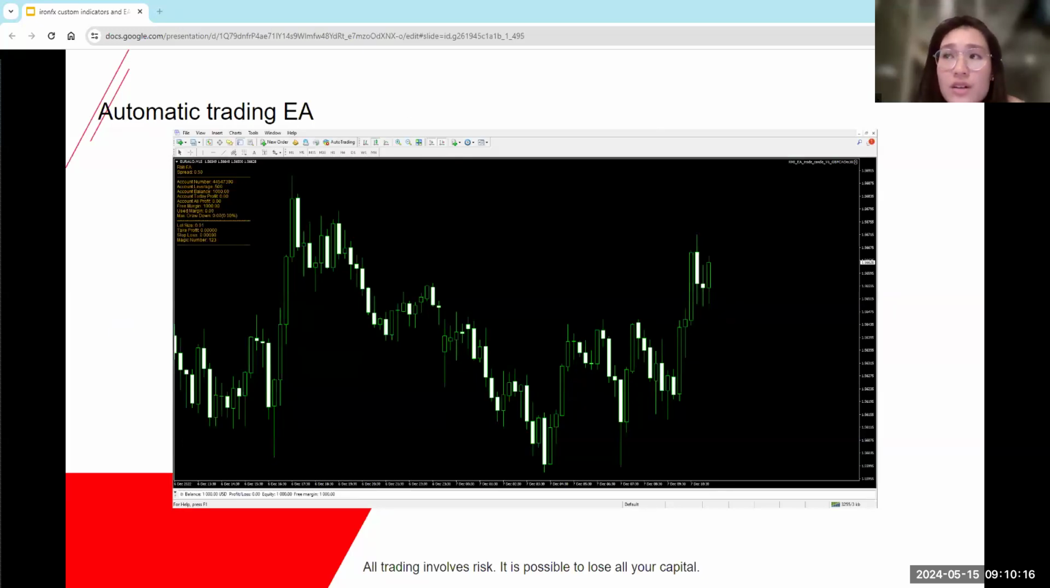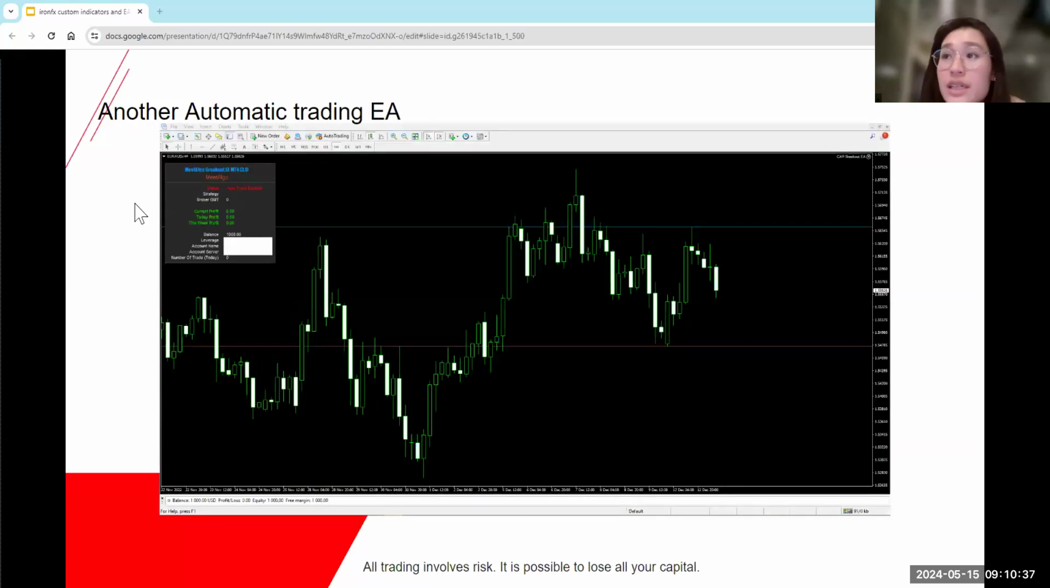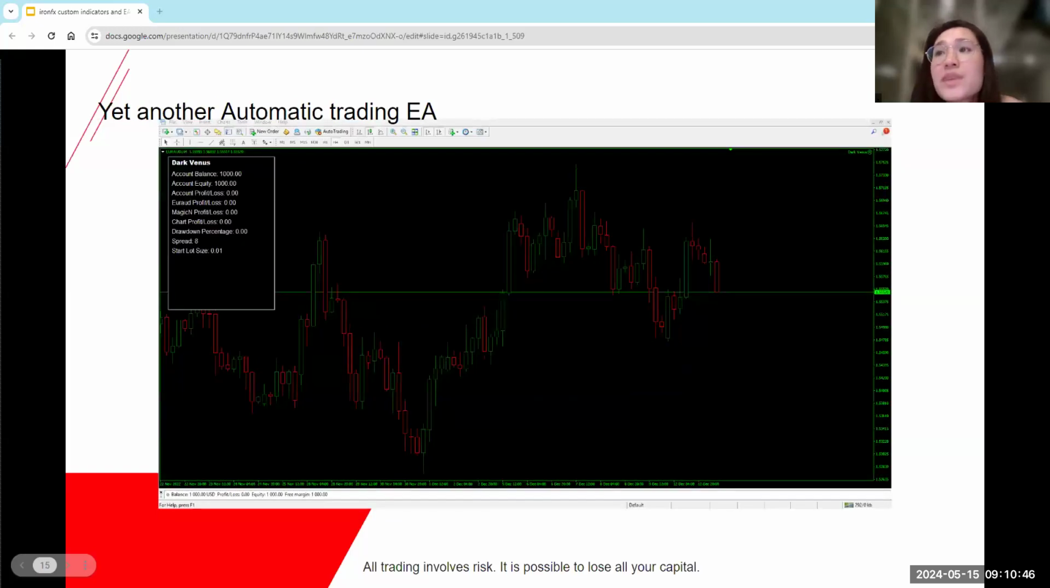Here's an example of an automatic trading EA. You can see at the corner here, it tells you the spread and it tells you a suggested lot size, what margin you should use, leverage, take profit, where you should place your take profit, stop loss, so on and so forth. Similarly, here's another automatic trading EA, but it tells you the same thing. And another one, pretty much tells you the same thing: the account's profit or loss, account equity, drawdown percentage, spread, lot size.